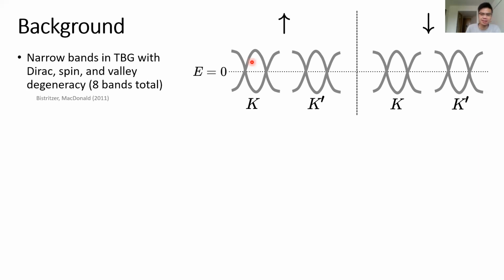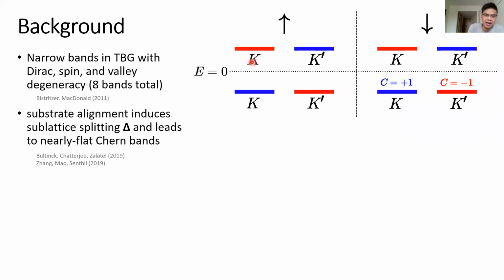The context behind this is that some samples are believed to be aligned with the underlying substrate. Basically you have the graphene layers, and when that aligns with the hexagonal boron nitride substrate, what can happen is that the alignment induces a sublattice splitting, delta. So this is the A versus B sublattice energy. And this gaps the Dirac points and leads to very flat Chern bands. You can see Chern number 1 is blue, Chern number minus 1 is red, and there are certain time reversal constraints here.